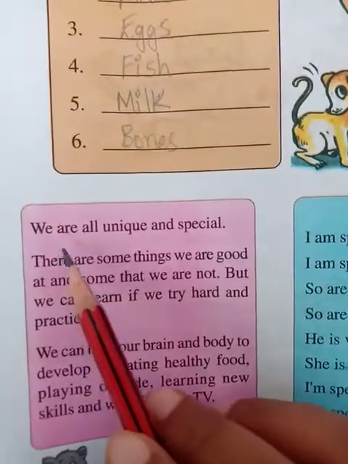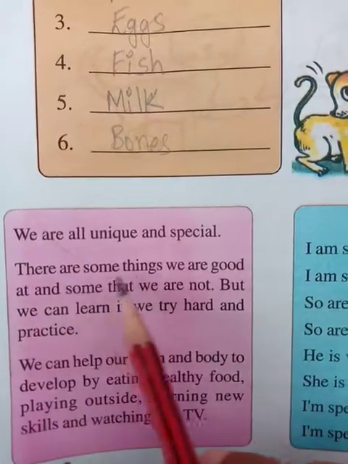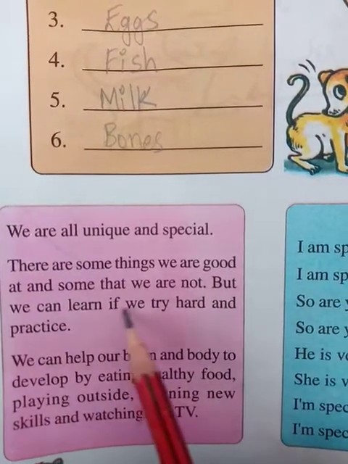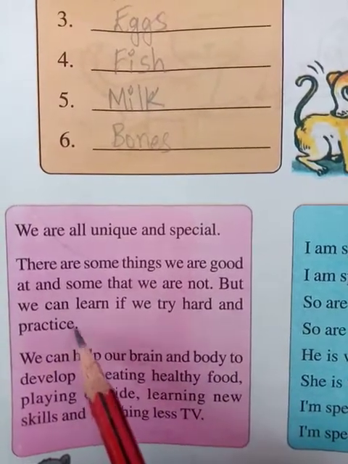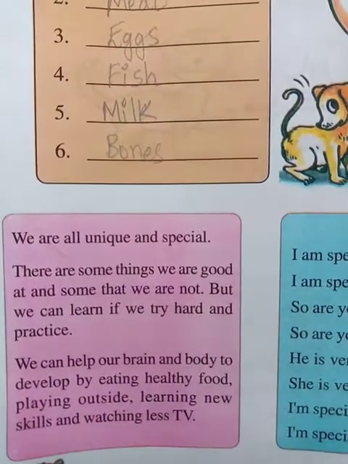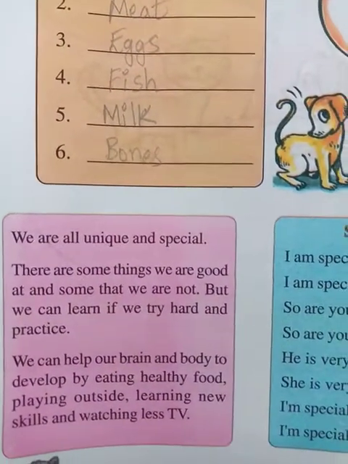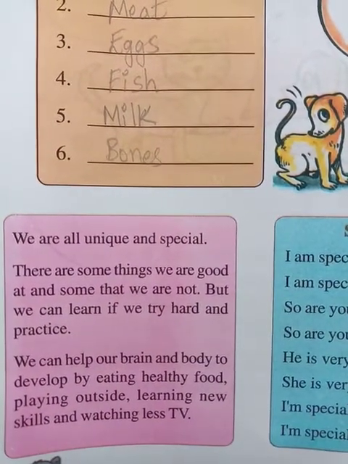Next is here. We are all unique and special. There are some things we are good at and some that we are not. But we can learn if we try hard and practice. So what is it saying? We are all unique and special. Unique and special means we are special.